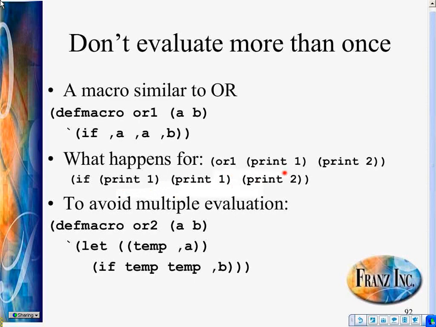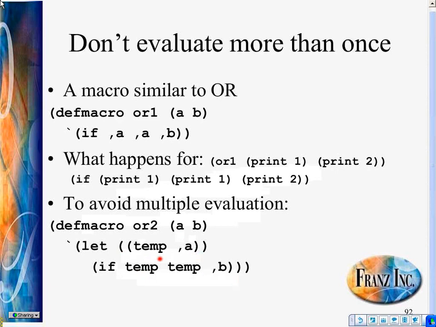So this is different if we called OR print 1, print 2. It would only evaluate the print 1 once, and 1 would only be printed out once. I think I said that right. If we called this with OR, print 1 would only be evaluated once, and 1 would only be printed once. So the simple way to avoid multiple evaluation is to capture the value of the first argument in a local variable and then do your testing with it.